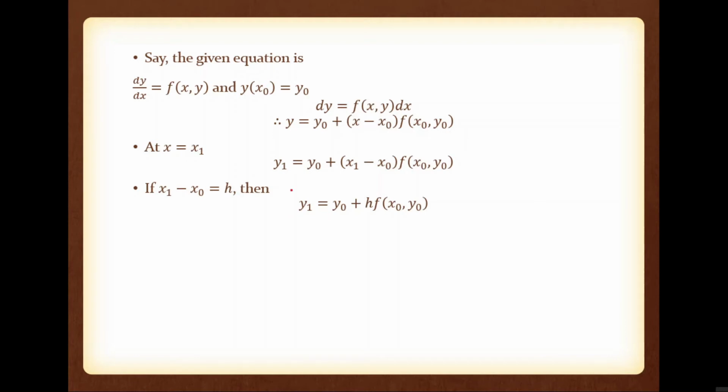Okay, so this is Euler's method. y1 is equal to y0 plus h into f of x0 comma y0, where x0 and y0 are the initial condition. h is the difference between x1 and x0, x1 minus x0 is h. So please note down this equation: y1 is equal to y0 plus h into f of x0 comma y0.